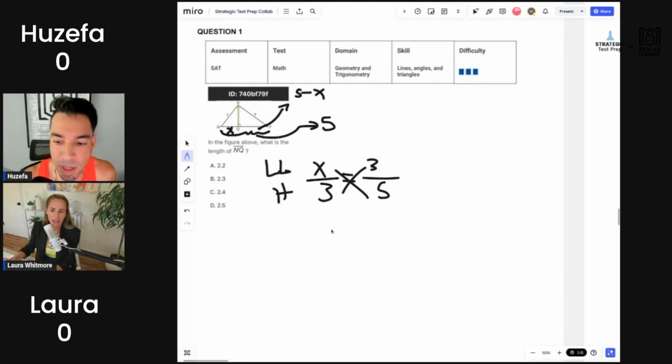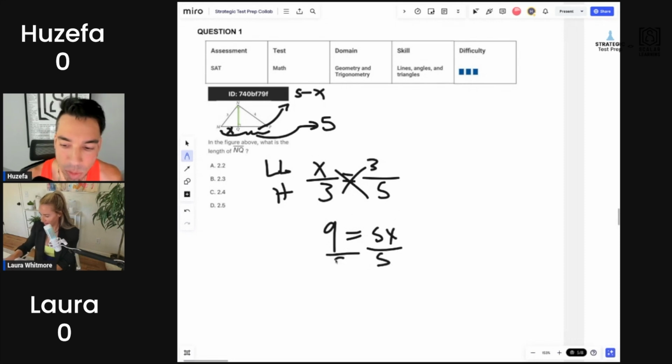So we're going to cross multiply. I threw this at you. You've never seen this, so yeah. Okay. So we got 3 times 3 is 9, and then the other side we have 5x divided by 5, and we've got 9/5, which is also 1.8.